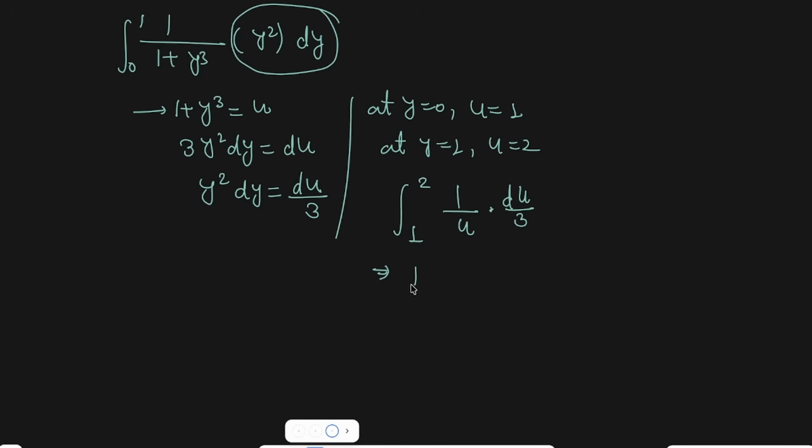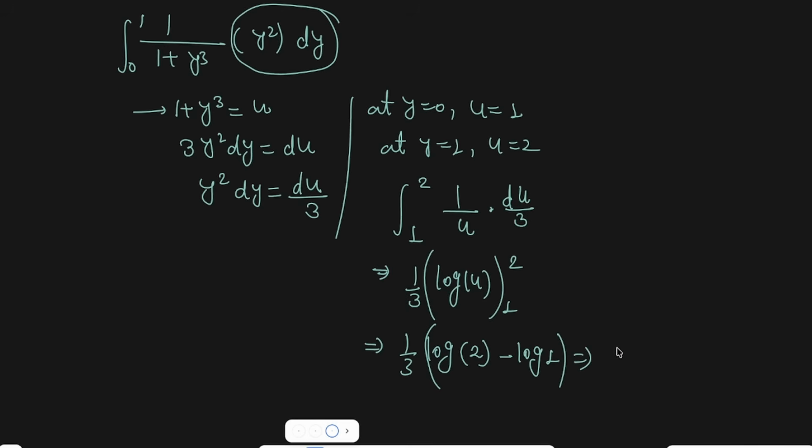Now you take 1 by 3 outside, and the integral of 1 by u is log of u, with limits from 1 to 2. So it will be 1 by 3, upper limit log 2, lower limit log 1. Log 1 is 0, so the answer is log 2 by 3. This is your answer. So you can solve it this way. This is all about changing the order of integration, and how you can make the question easier for yourself.